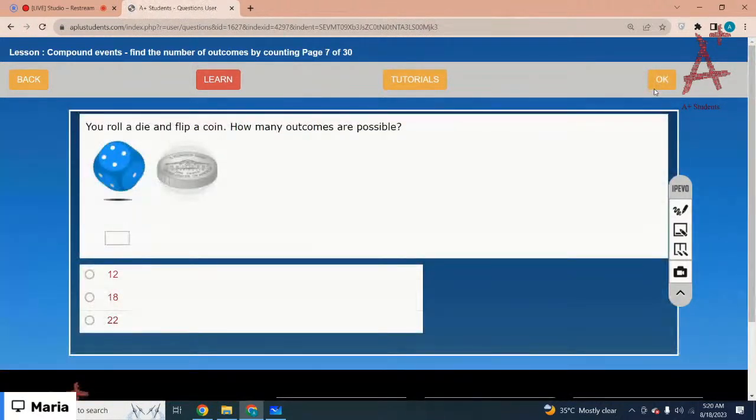You roll a die and flip a coin. How many outcomes are possible? When you roll a die, you have six outcomes, right? And for a coin, you have two. So the correct option is 12.